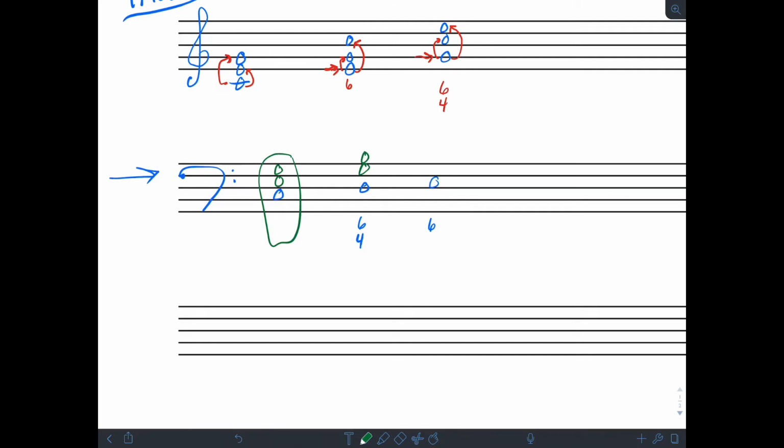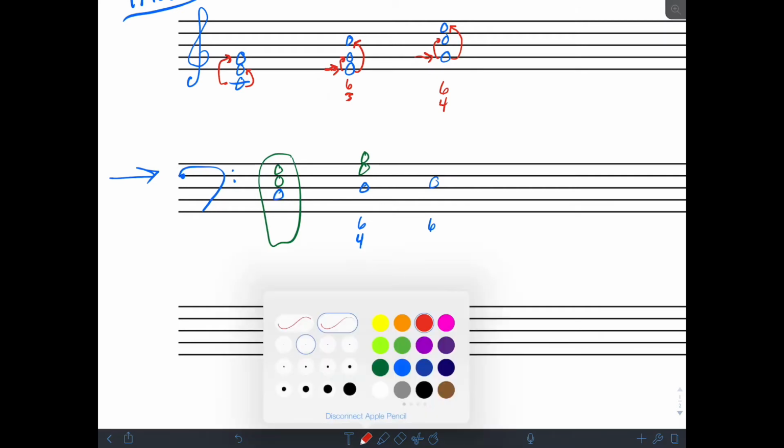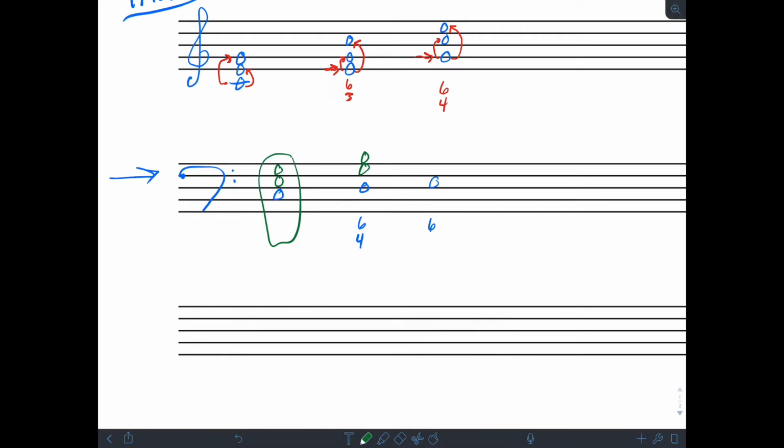Good. And now for the third one here, I need to have a sixth above the bass, but remember that sixth is just a shorthand. It stands for the full symbol, which is 6/3. So in order to fill that out, I'm going to need both a sixth above the bass and a third above the bass, which gives me that first inversion triad.